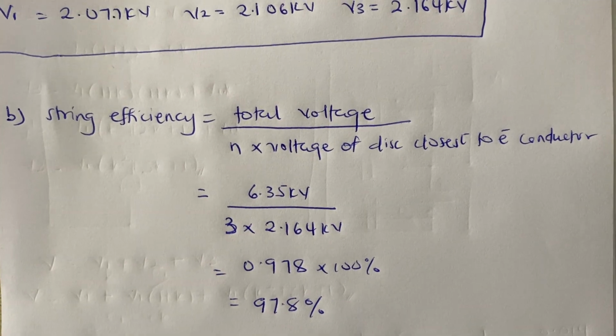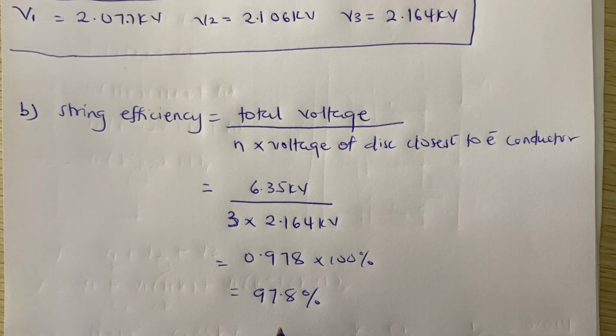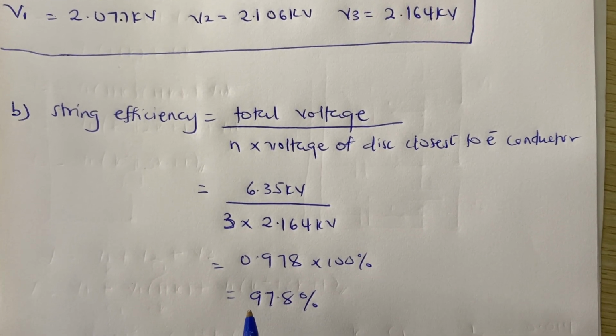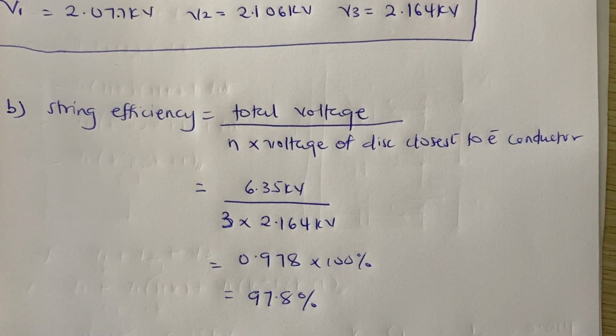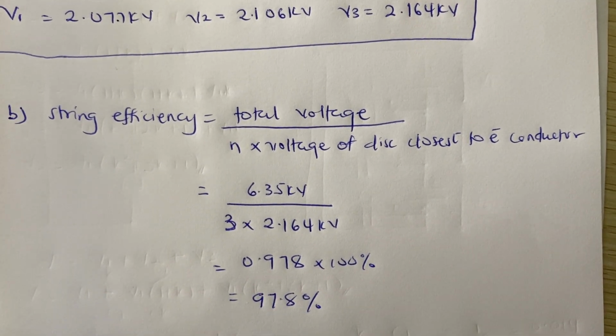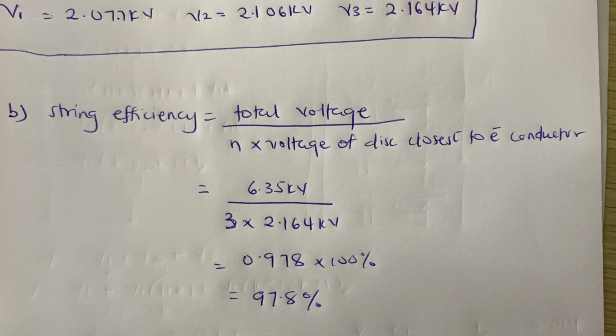97.8%, right? So the efficiency that you get is most times dependent on the ratio of the shunt capacitance to the self capacitance. As it reduces, it means that the efficiency was also reduced. As it increases, the efficiency was also increasing.